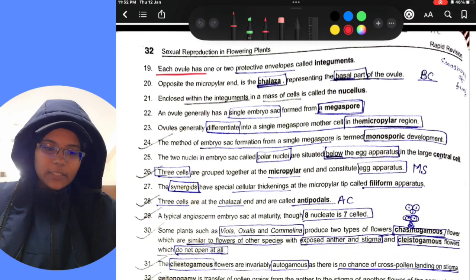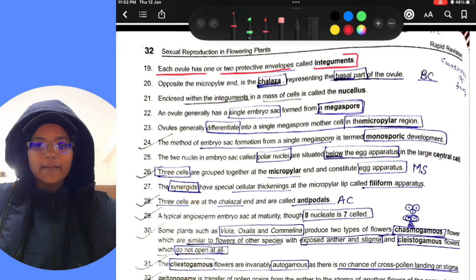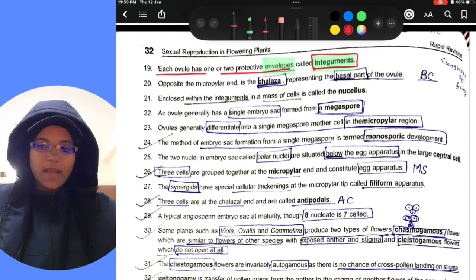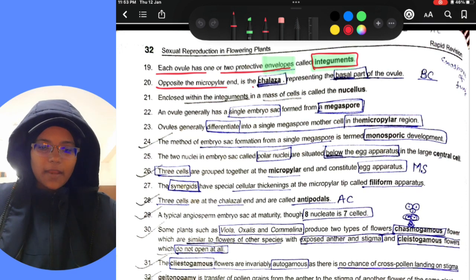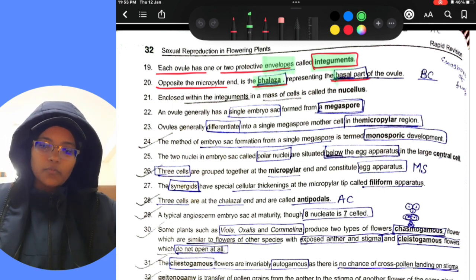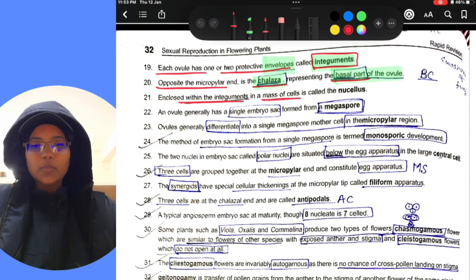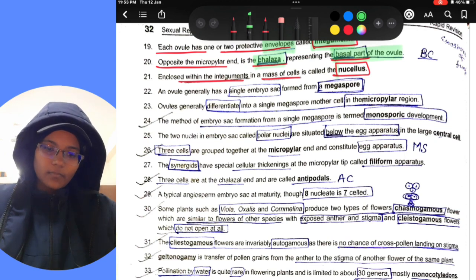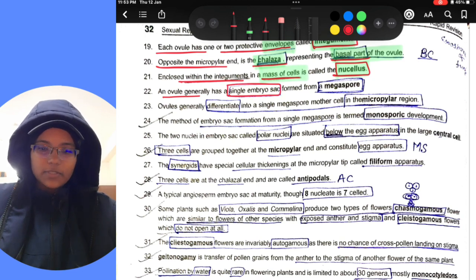Each ovule has 1 or 2 protective envelopes called integuments. Opposite the micropylar end, there is the chalaza, representing the basal part of the ovule. Enclosed within the integument is a mass of cells called the nucellus. An ovule generally has a single embryo sac formed from a megaspore.